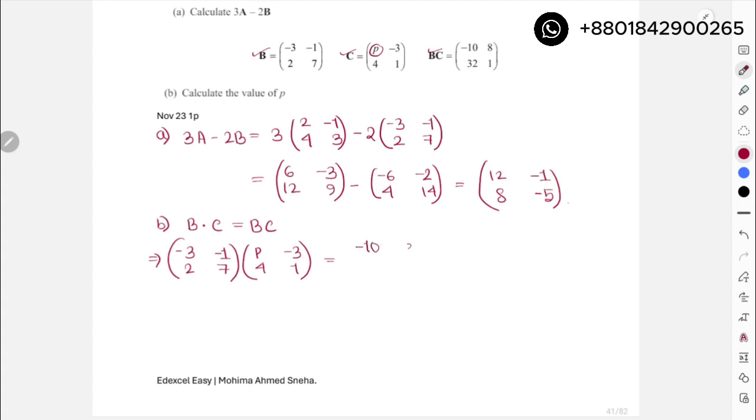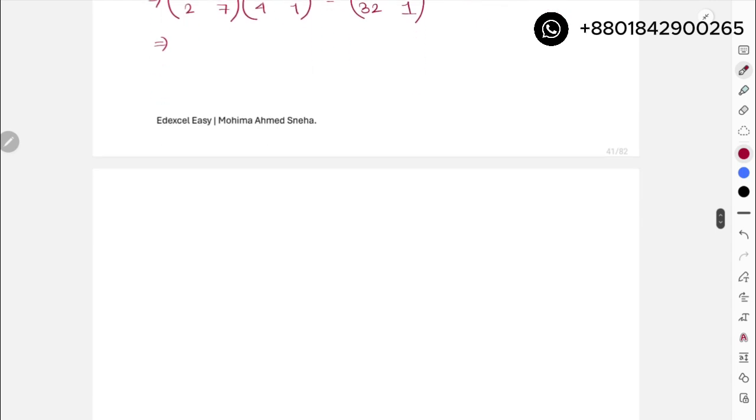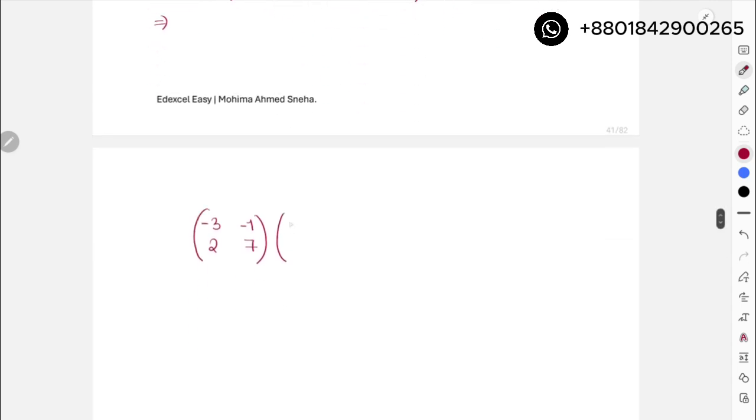Which is minus 10, 8, 32 and 1. After this, if you start multiplying, in the multiplication process you have to multiply row 1 with column 1, right? Let me do the multiplication separately somewhere to explain this in a better way. We have minus 3, minus 1, 2, 7, and then another matrix, P, minus 3, 4 and 1. So first, this is your row 1, column 1.